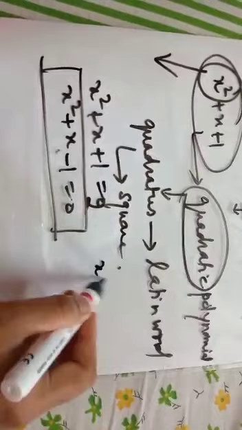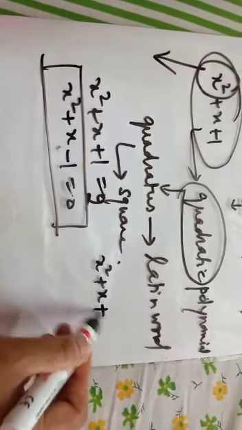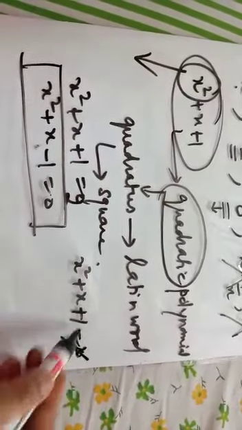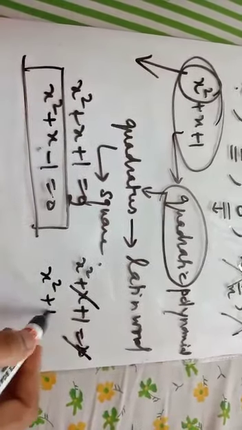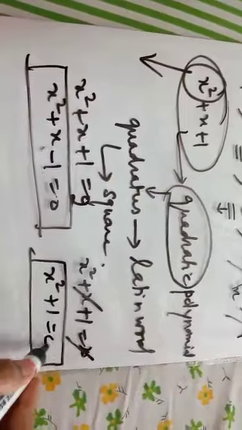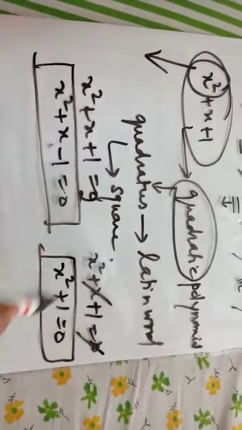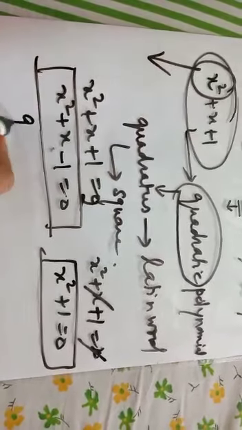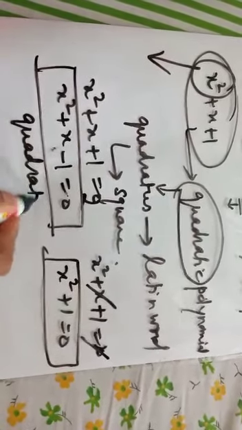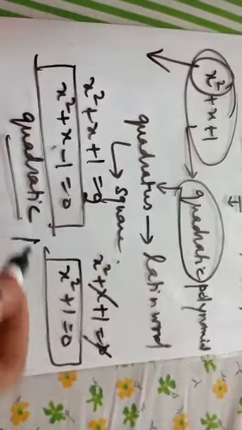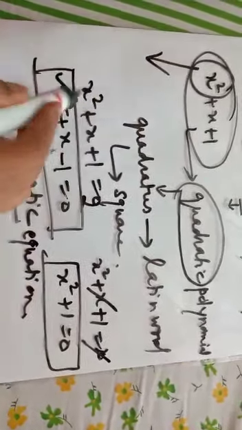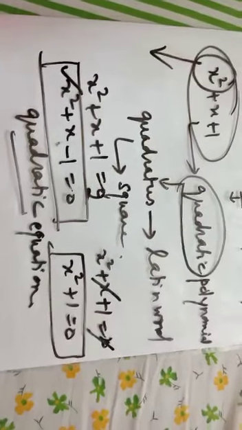Now maybe I have equated x square plus x plus 1, which was our quadratic polynomial, to x. Then this x cancels and I get x square plus 1 is equal to 0. So now the equal to symbol has come in between, so it is called a quadratic equation. Now why is this a quadratic equation? This is a quadratic equation because the highest power of the variable is 2.